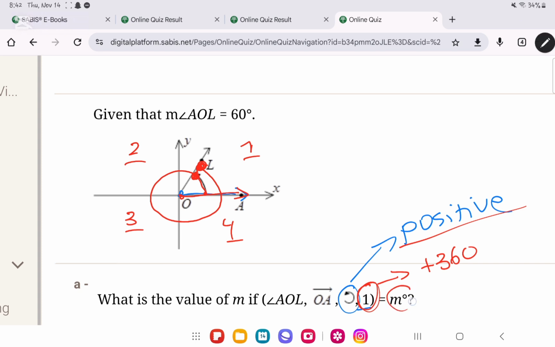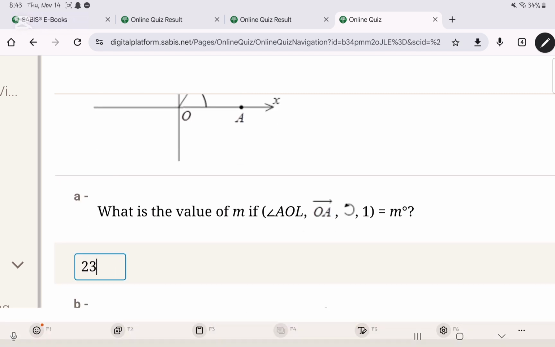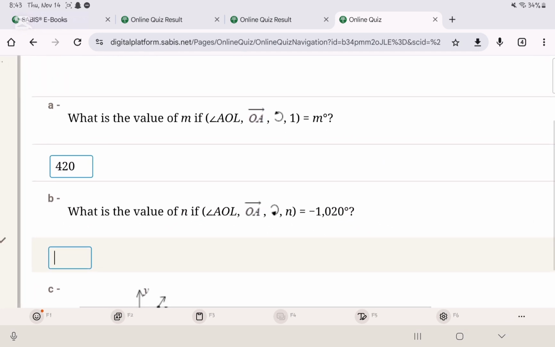Now look, here is where the arrow ends, so the other arrow should end over here too. That means if we need to find the measure of angle N, very simply, we take the measure of AOL, which is 60 degrees, and add it to the measure of one full rotation. What is the measure of one full circle? It is 360 degrees. We only add it because it is positive. So angle AOL is 60 degrees plus 360 degrees. If you do it on your calculator, you are going to get 420 degrees. So M is then 420 degrees.